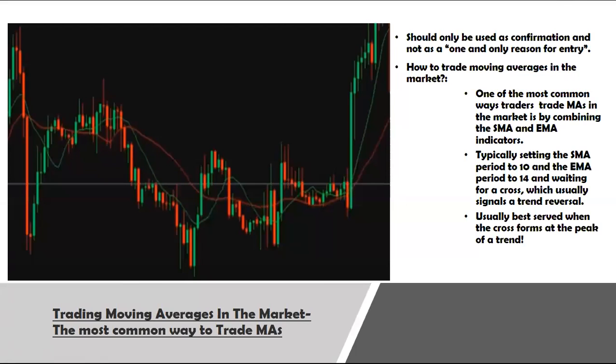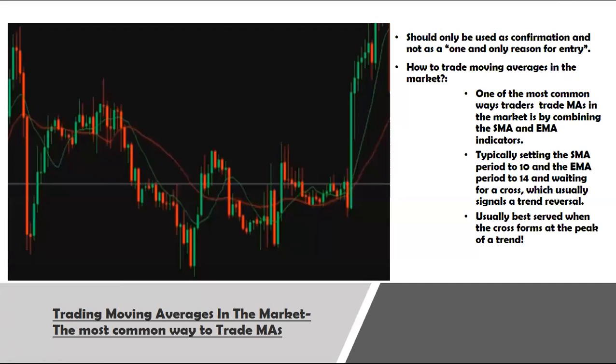Okay, so you should only use this tool in conjunction with other confluence of entry that you may have. Now, how to trade the moving averages in the market. One of the most common ways traders trade moving averages is by combining the SMA and EMA indicators, typically setting the SMA period to 10 and the EMA period to 14 and waiting for a cross, which usually signals a trend reversal.